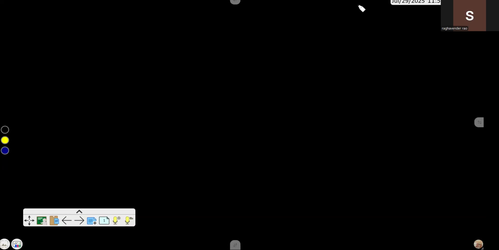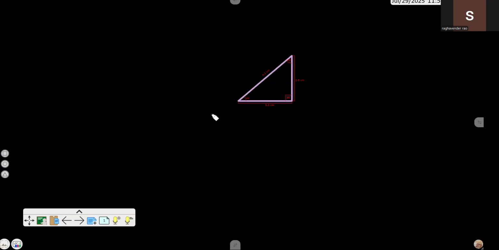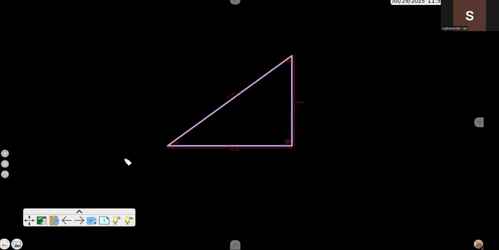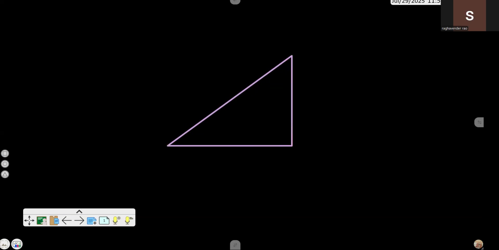Hello students. Today we are going to learn a topic called projection over an inclined plane. Generally in NEET and JEE Main these questions are very rare, but in Advanced they might ask these questions. So let me introduce an inclined plane.